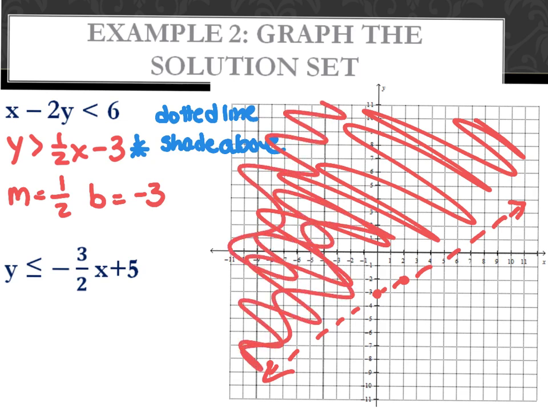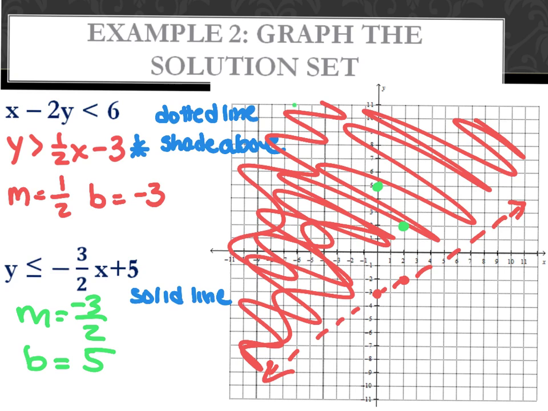For the other inequality, we know that the slope is negative 3 over 2, and the y-intercept is 5. So I can put our point at 5, go down 3 and over 2. Since it's less than or equal to, it's a solid line. So you can draw in your solid line. And since it is less than, you're going to shade below.